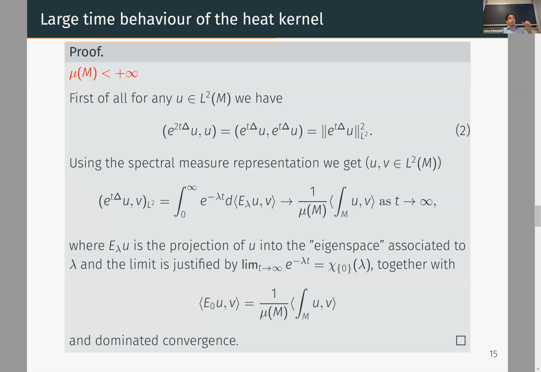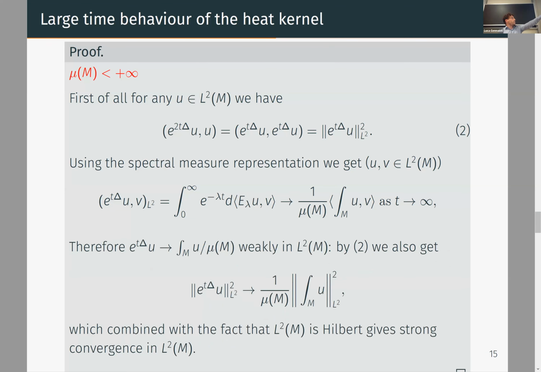I won't say too much about this, but I just want to point out that by dominated convergence, the exponential kills everything except for lambda equals 0, where you have a delta, because of course 0 is always an eigenvalue. There you converge to the projection onto the space of harmonic functions which are in L2, which is the space of constant functions. So the semigroup converges to the integral of u over the measure, the mean of u. This is a weak convergence. Now, the formula 2 actually gives you convergence of the norms. Since you are on a uniformly convex space, a Hilbert space, you get strong convergence in L2.